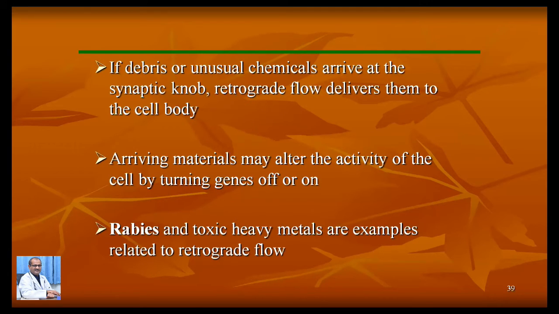If debris or unusual chemicals arrive at the synaptic knob, retrograde flow delivers them to the cell body. So the arriving material may alter the activity of the cell body by turning genes off or on. Rabies and toxic heavy metals are examples related to retrograde flow.